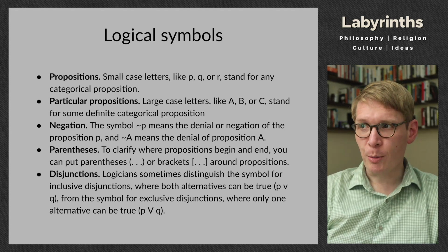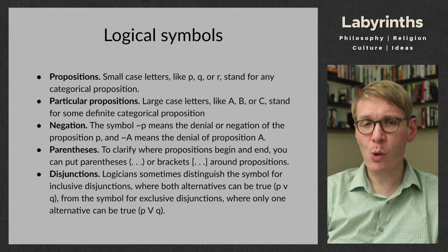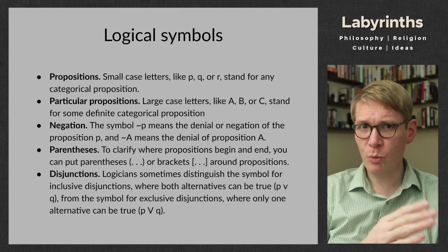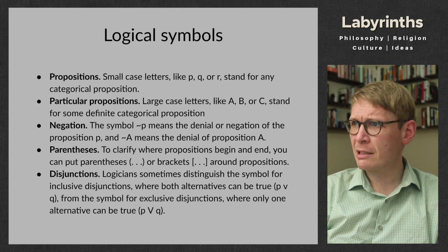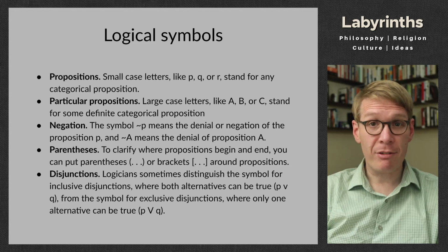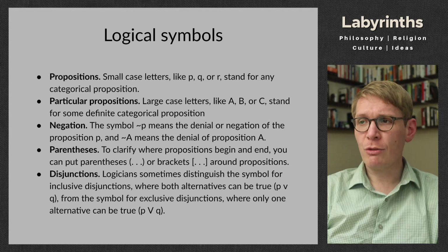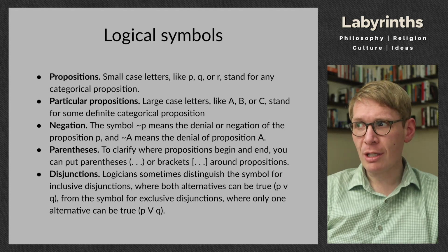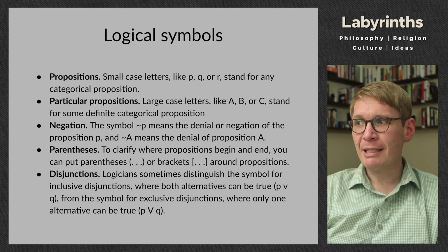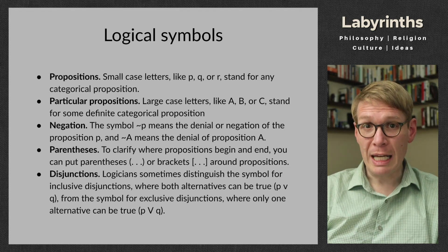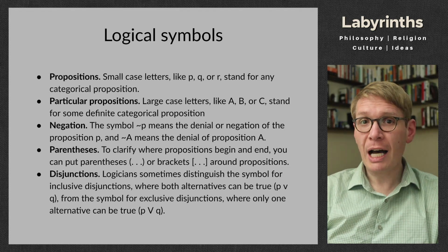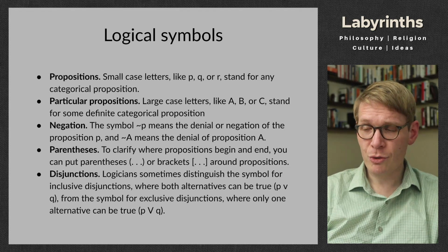In the case of particular propositions, let's say there's a specific categorical proposition that you want to refer to, not just any one in general, you can use capital letters A, B, or C, and those are standing in for a definite proposition. And then we're moving into negation. Negation is indicated by a tilde symbol. So not A would be tilde A, the denial of proposition A. If I say A is it is raining, but in fact it's not raining, I would say that not A is true. Tilde A is true.